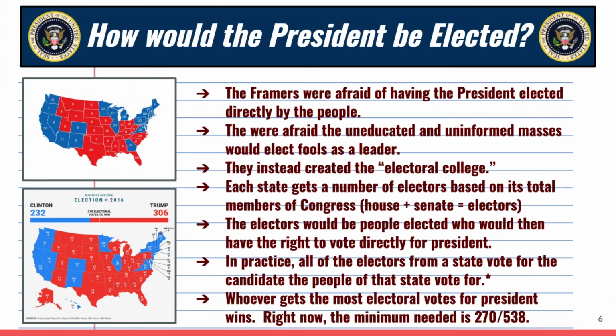Whoever gets the most electoral votes for president wins. So right now, the minimum number of electoral votes it takes to be elected president is 270 out of 538. So 270 is 50% plus 1. Whoever gets 270 or more electoral votes is elected president of the United States. So I'm going to have you hold on to your horses, folks, because I'm about to give you a detailed explanation of that.